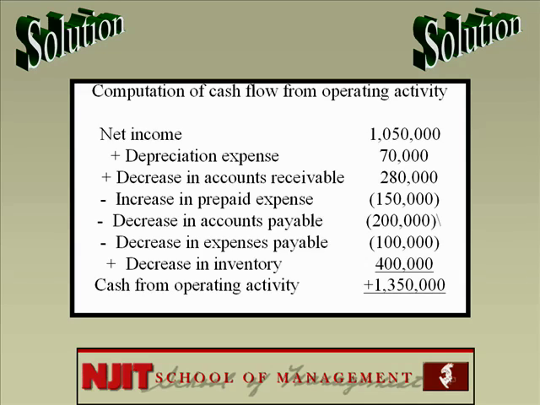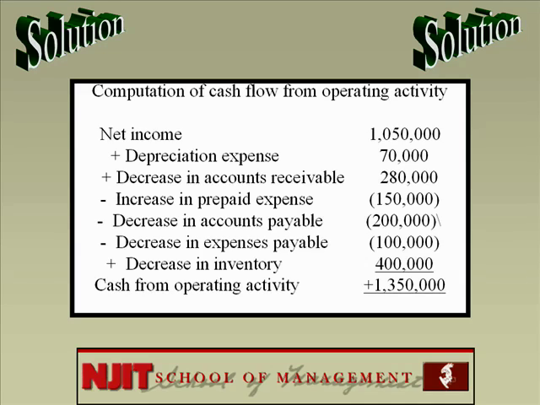Decrease in accounts payable. Accounts payable is a liability. What does the law say? Decrease in liability is bad. So you have to subtract. Why is it bad? Because if a liability goes down, it means you paid your supplier. That's bad from the cash viewpoint. Decrease in expenses payable. Expenses payable is a liability. Liability decreased. So you subtract 100,000. Same logic.